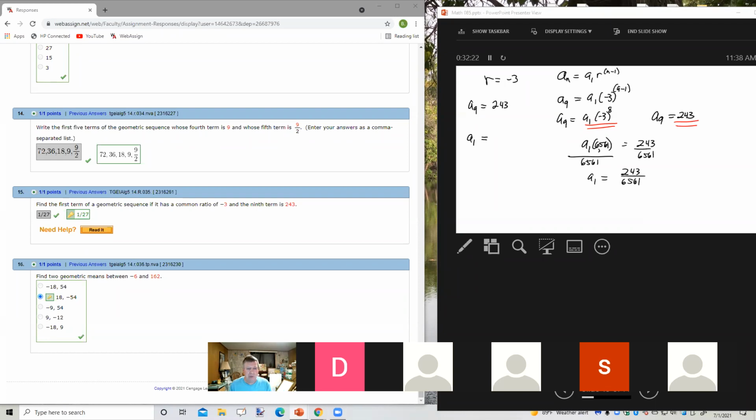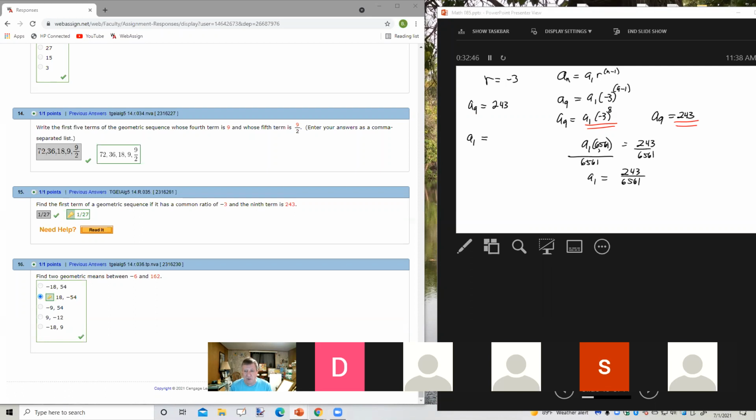Now, can we reduce that? Let's find out. Okay, here's a little review that goes way, way, way back in arithmetic. And that is to figure out what goes into a number. 243. Does 2 go into it? No, it doesn't. How do you know? Because it's not an even number.